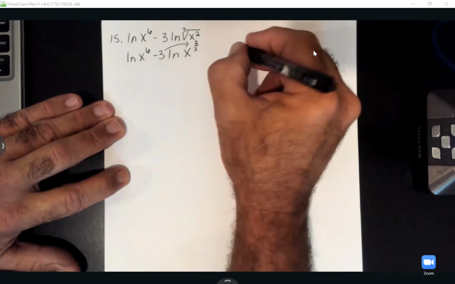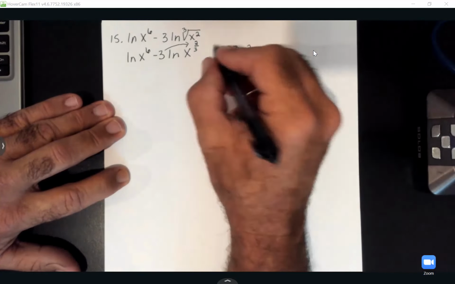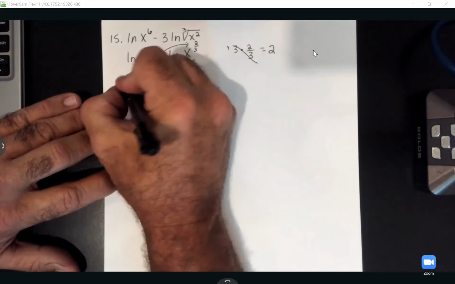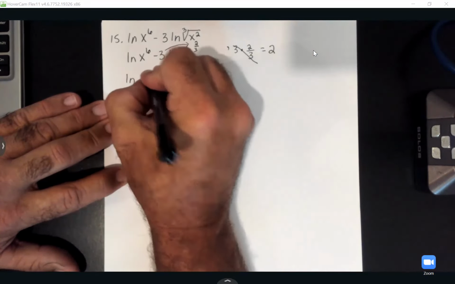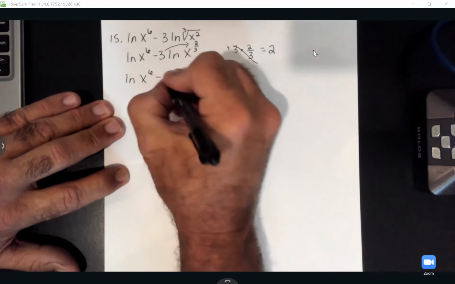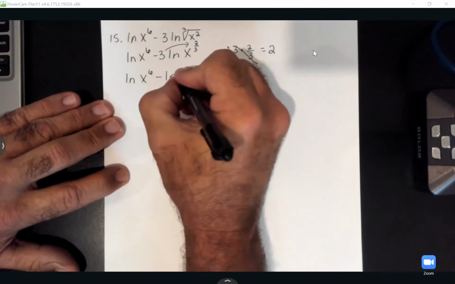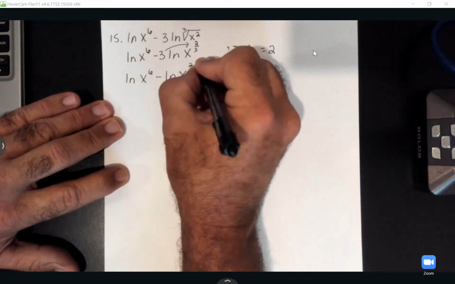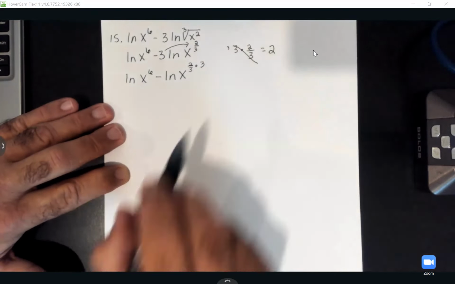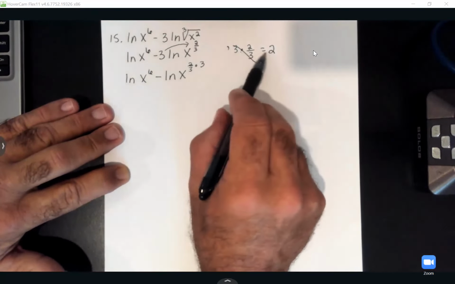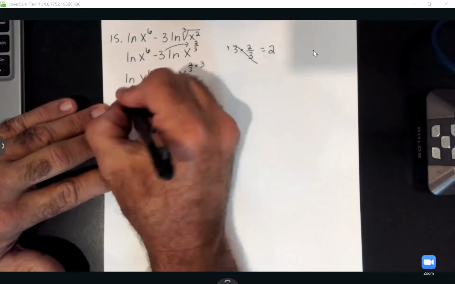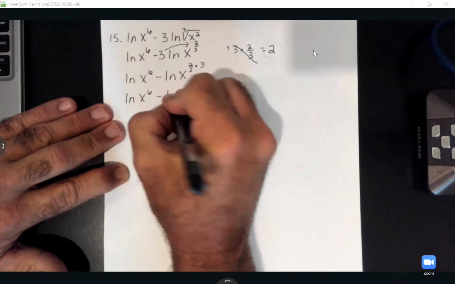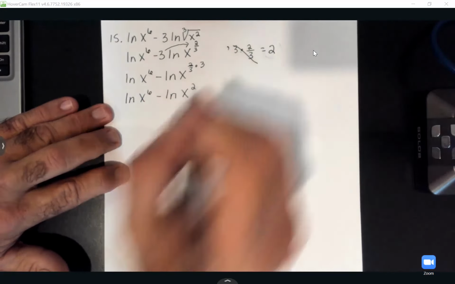Well, y'all look at that. The 3's cancel, making a 1, and 1 times 2 is a 2. So I'll actually write that step that I just did. So I'm going to have the ln x to the 2/3 times that 3. And we said over here when we multiplied those, all I ended up with was a 2. So y'all, you're going to get an ln of x to the 6 minus an ln of x squared.